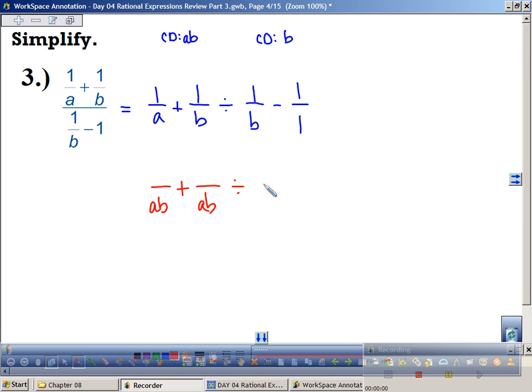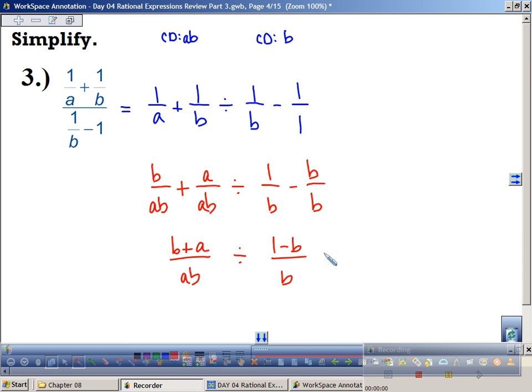I'm just going to do it all at the same time here. B minus B. What do I have to do to this to make it AB? Multiply by B. What do I have to multiply this by to get AB? A. What do I have to multiply this by? Nothing. And what do I have to multiply this by? Just B. So now I can combine this side. It's B plus A over AB divided by 1 minus B over B.